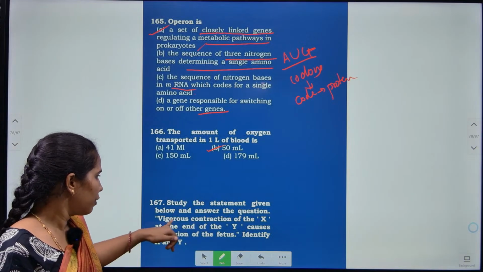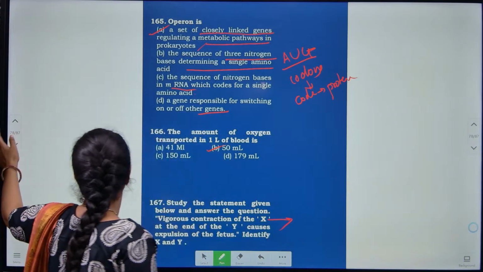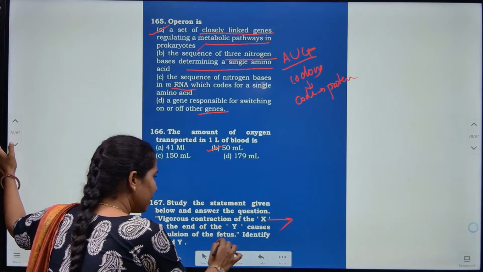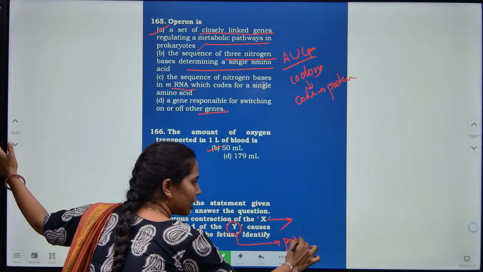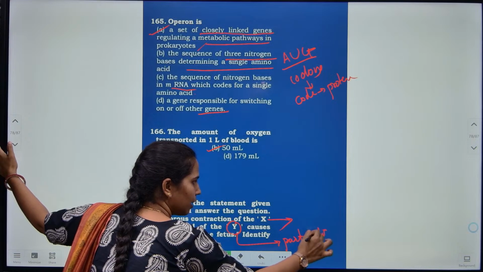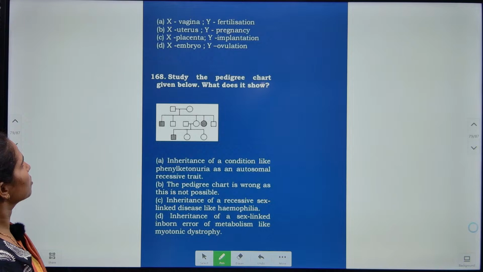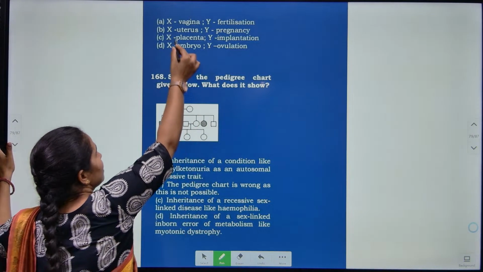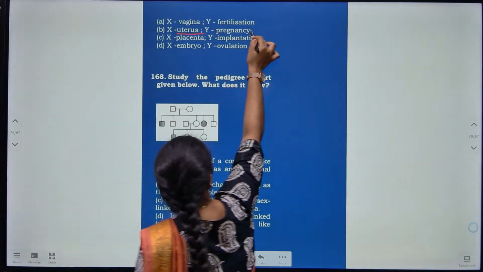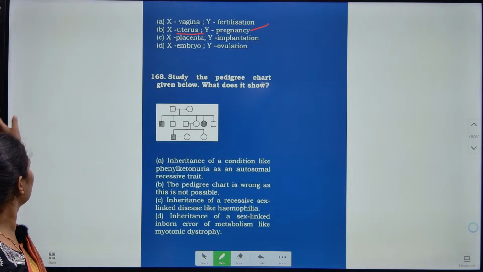So here, vigorous contraction of the uterus. Which part is going to be contracted at the end of Y? The end of Y is nothing but during the process of parturition. Okay, parturition. Let us see the options now. One is vagina, X is vagina and fertilization. One is, yes, that is uterus and during the pregnancy, that is during the parturition process, the uterus.